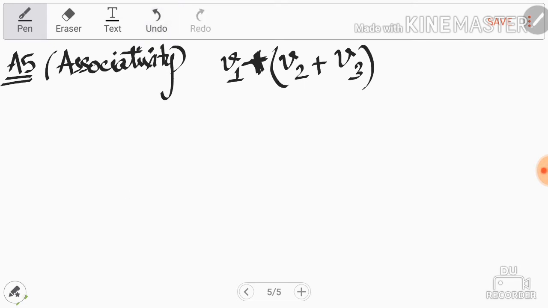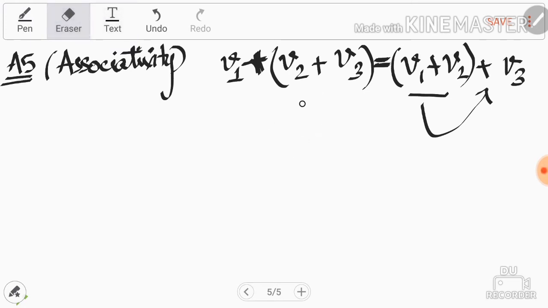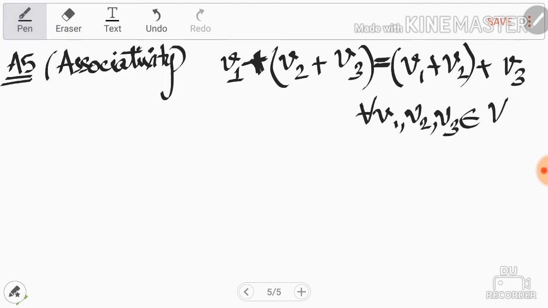This means that I do this operation first, that is V2 plus V3. I know that this gives me another vector in the space V. This vector can be added to V1. It will give me another vector. But what if we do V1 plus V2 first and obtain a vector and add this to the vector V3? We are saying here that these 2 vectors will be the same. That's associativity. And this should be true for every vector V1, V2 and V3 belonging to the space V.